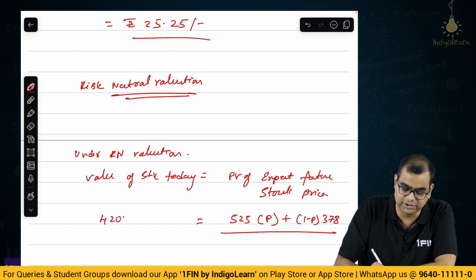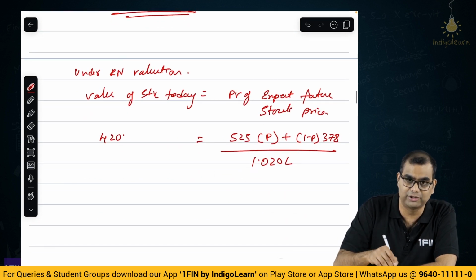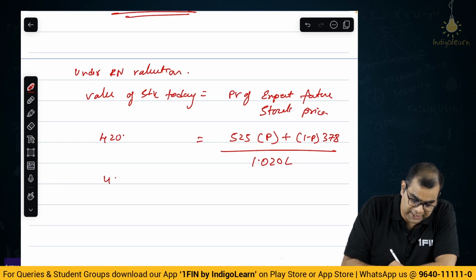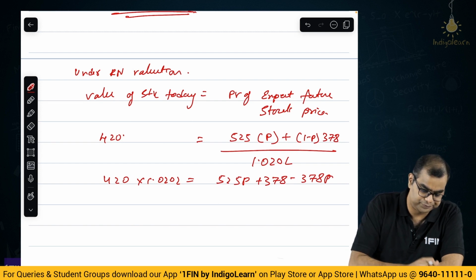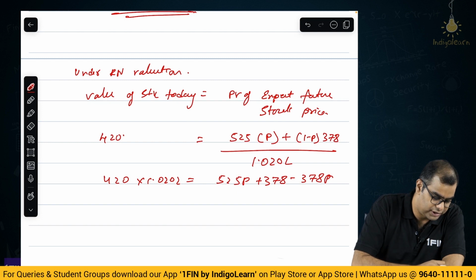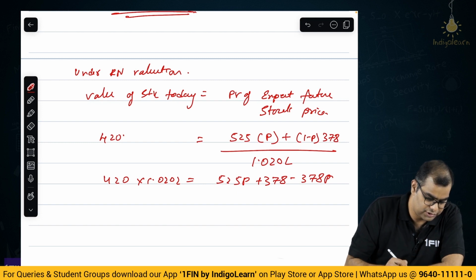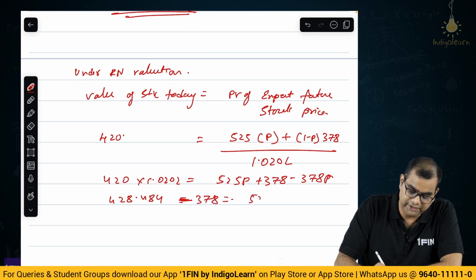And this present value is by 1.0202. I am skipping steps. Don't skip steps in exam. This is for me to move faster. Okay. So this price of 420 into 1.0202 is equal to 525P plus 378 minus 378P. 420 into 1.0202 is 428.484, minus 378, is equal to 525P minus 378P.